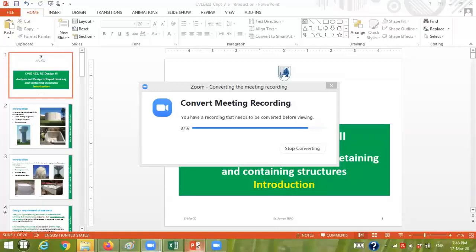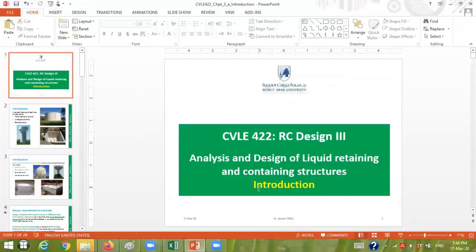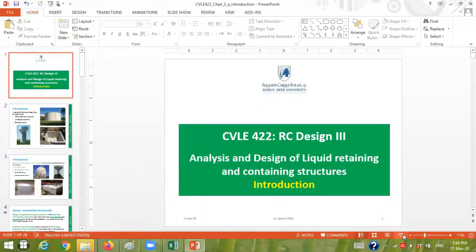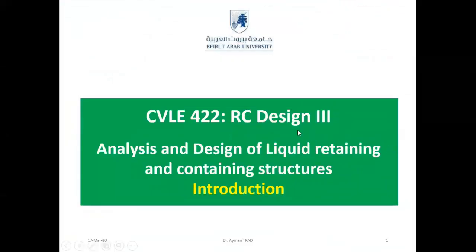Today I will discuss the first part of the series of chapters related to water tanks. Or in general, the scientific term used for water tanks in the code is liquid retaining and containing structures, because the structures can contain water or any different type of liquid. And for sure, the procedure will start with the analysis in order to determine all the internal forces, then the design in order to determine the necessary reinforcement for each type of internal force.